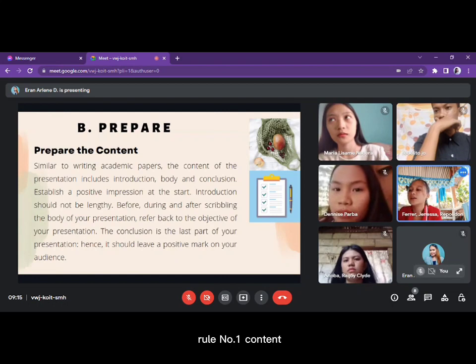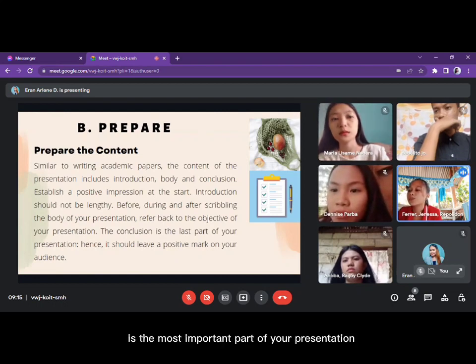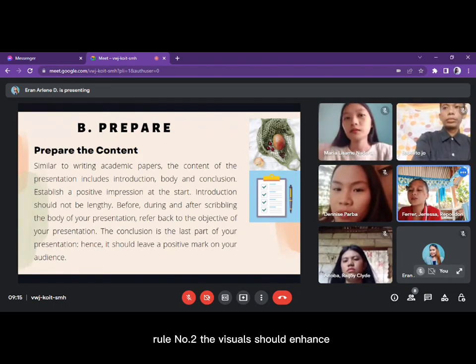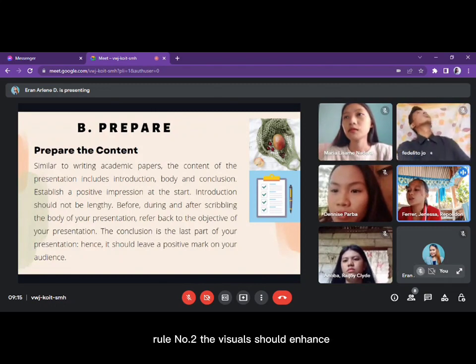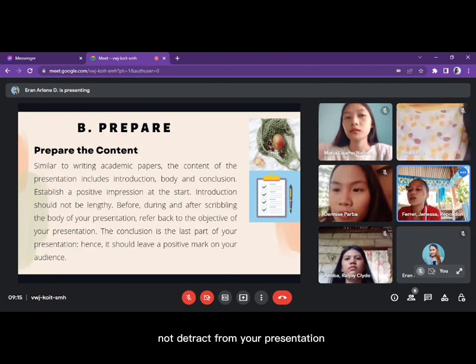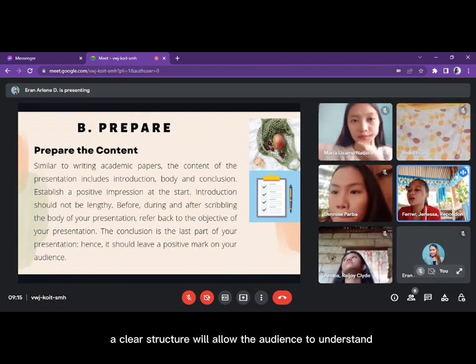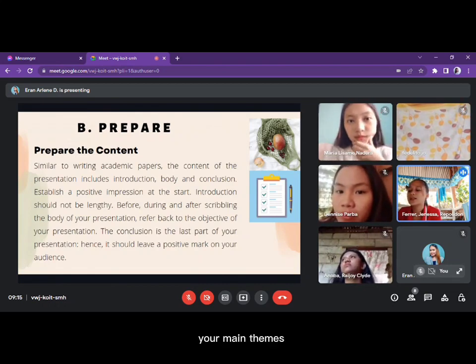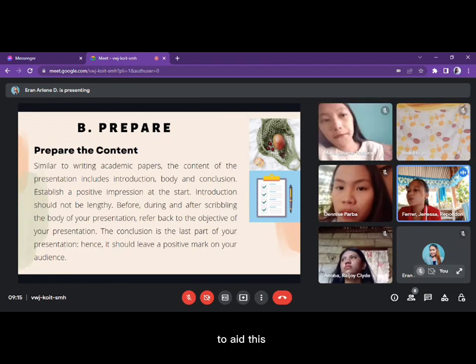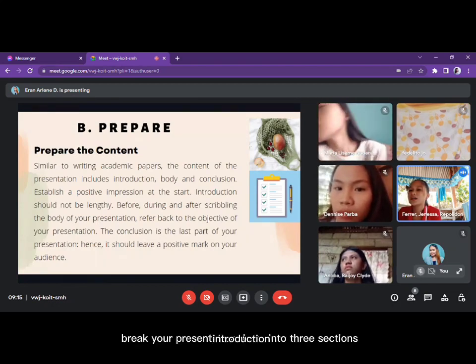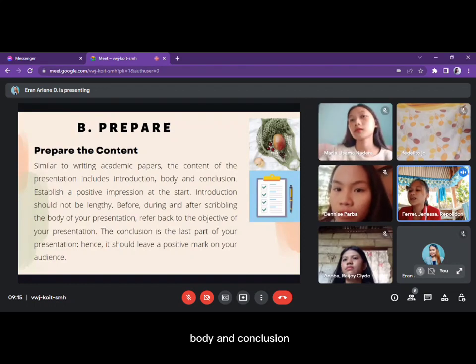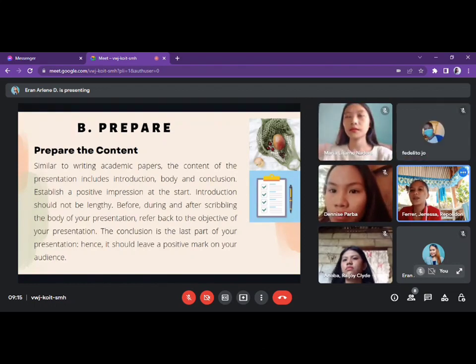Rule number 1. Content is the most important part of your presentation. Rule number 2. The visuals should enhance, not detract from your presentation. A clear structure will allow the audience to understand your main themes. To aid this, break your presentation down into three sections: introduction, body, and conclusion.